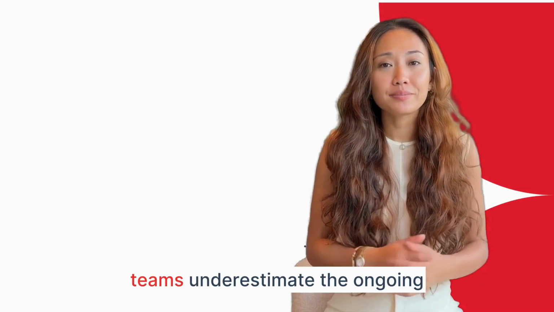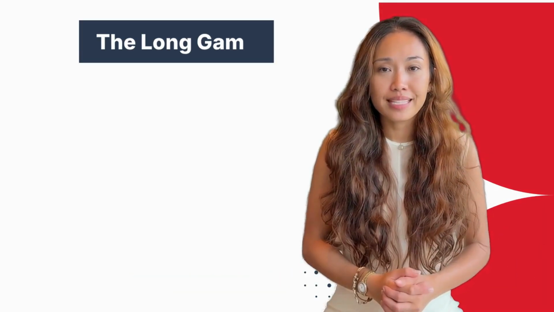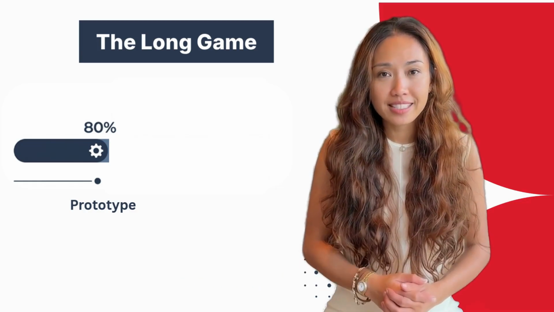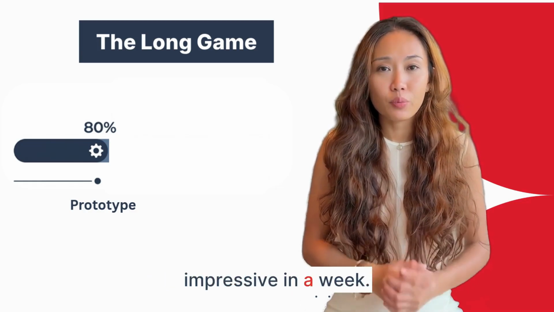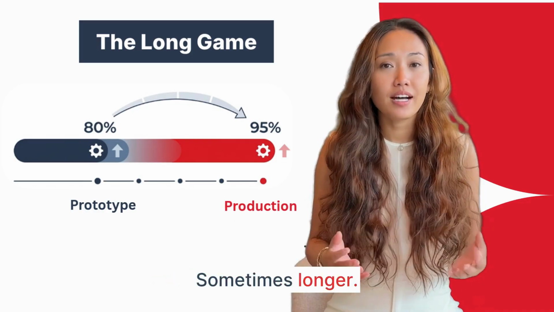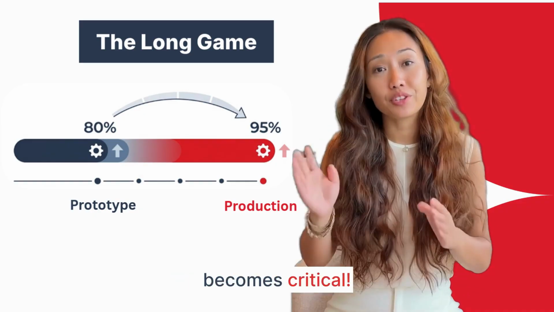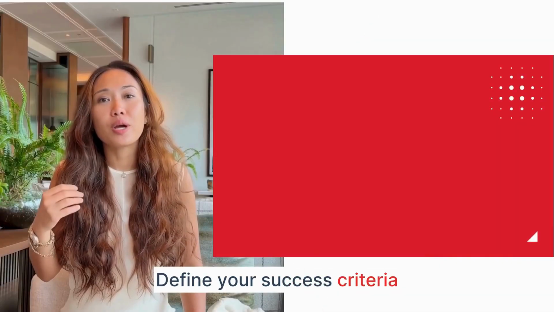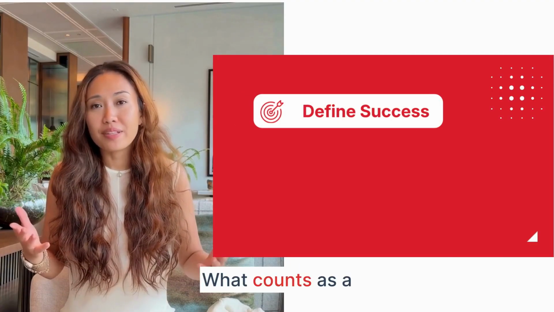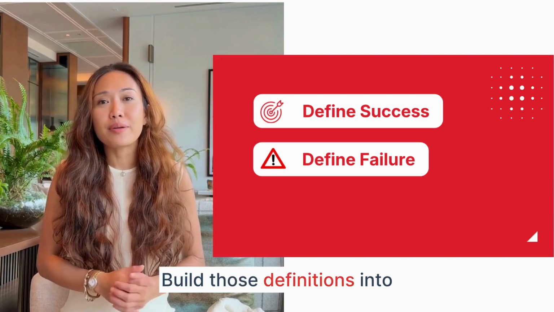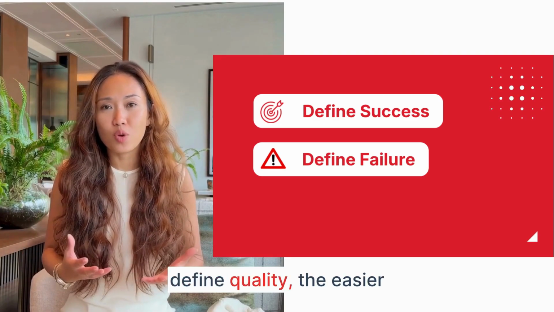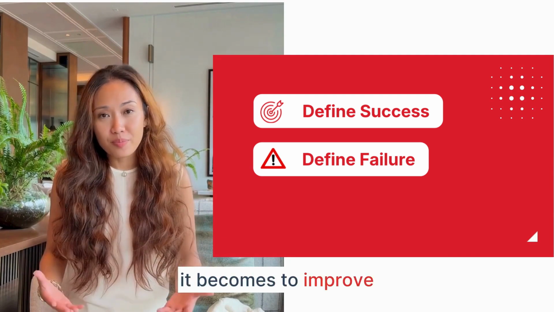Now here's where most teams underestimate the ongoing work. Getting an AI feature to 80% quality is often relatively fast. You can prototype something impressive in a week. Getting it beyond 95% can take months, sometimes longer. This is where evaluation becomes critical. Define your success criteria early. What does a good response look like? What counts as a failure? Build those definitions into your process from the start. The more clearly you define quality, the easier it becomes to improve it.